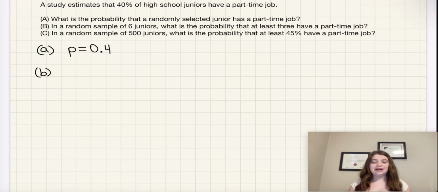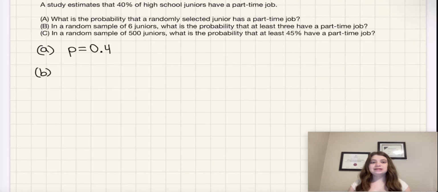But the last one says there would have to be an expected value of at least 10 successes and 10 failures. And here's the thing, that's not going to be the case here because only 6 juniors are being sampled. And so that condition definitely can't be met, given that we would need an expected value of at least 10 for each one. 10 that do and 10 that don't have a part-time job would need to be the expected values, and that just isn't possible here. So therefore, we need to use the probability distribution formula in order to find the probability.